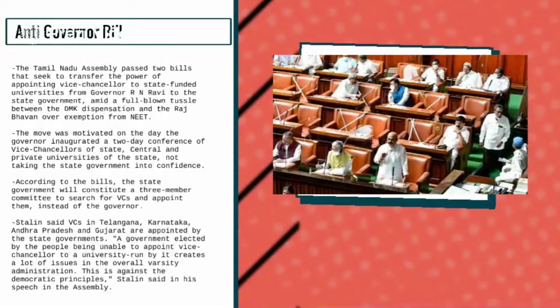This bill was passed after the governor of Tamil Nadu, R.N. Ravi, inaugurated a 2-day conference of vice chancellors of state, central, and private universities of the state without taking the state government into confidence. The bill passed cited the Gujarat University Act 1949, Telangana University Act 1991, and Karnataka University Act 2000, which allow the state government to appoint vice chancellors, to drive home the point that the state government should be empowered to appoint vice chancellors of state universities.